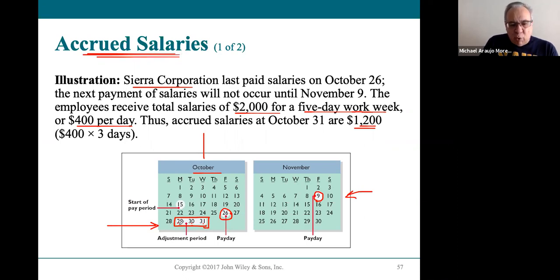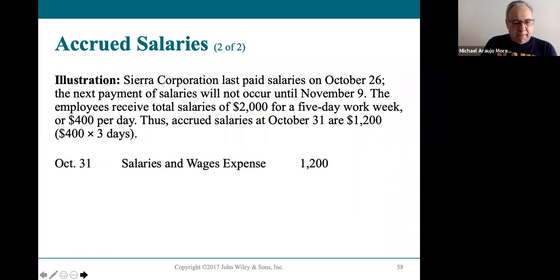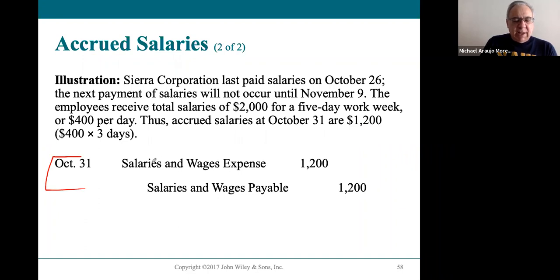Again, the work days in October is when the expense actually happened. That's when we record it. So how do we record it? Well, at the end of October, we are simply going to do a very simple entry. Salaries and wages expense for $1,200, showing that expense happened in October. Setting up a salaries and wages payable for $1,200. Remember, payable is a liability. We're going to pay them the next payday, no problem.